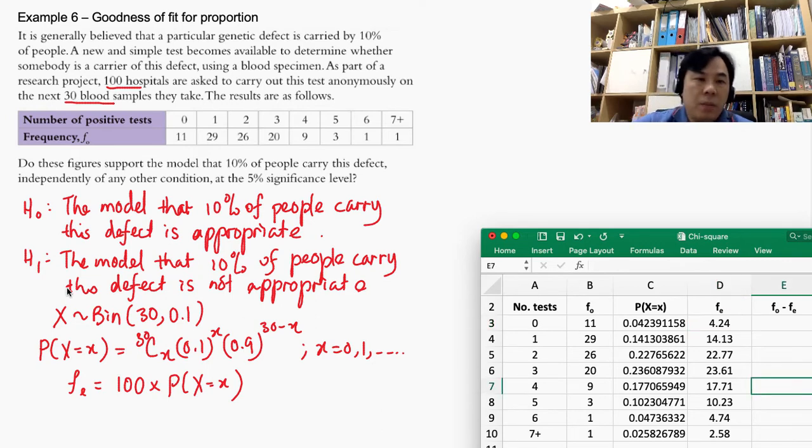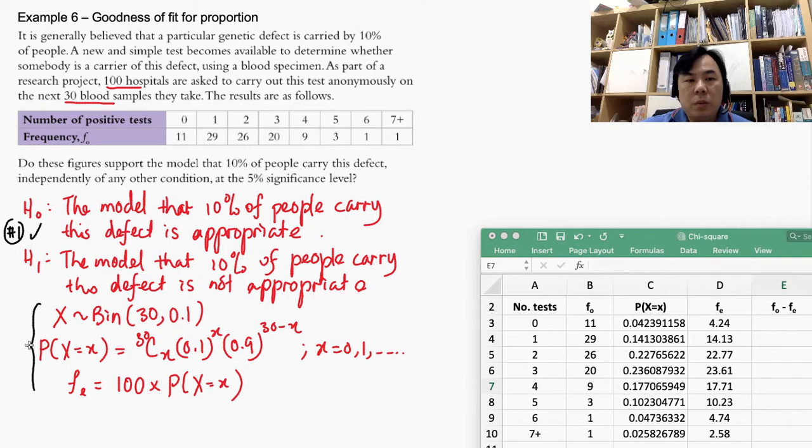Okay, so step one, just to check again in exam, step one, pass. Step two, pass. Step three, which is the tabulation of the expected frequency, pass. Step four is the most important one, to check for FE. Bear in mind, to check for FE: is there any expected frequency that is less than 5? We found that yes, this is less than 5, this is less than 5.